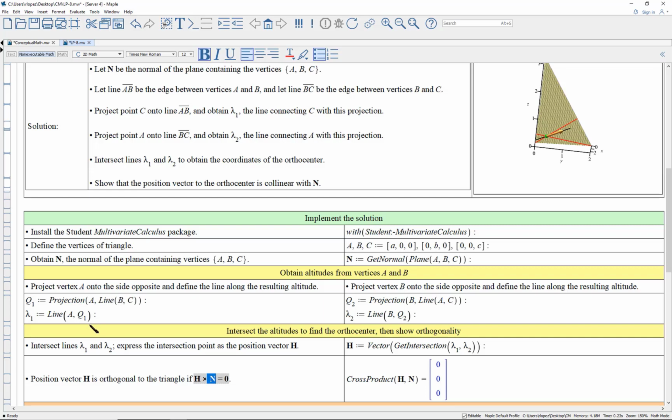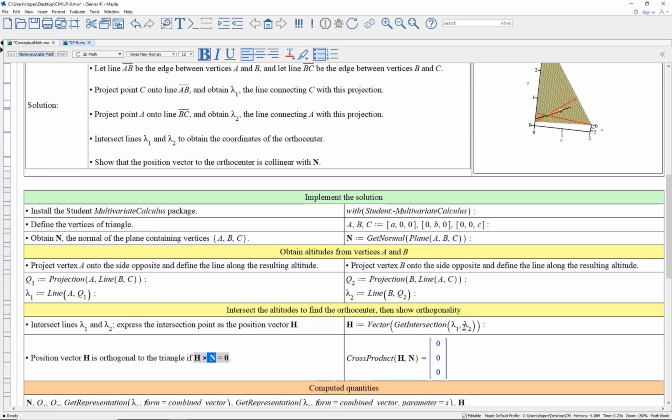So you have the point Q1 and the point A, you form the line connecting. So the altitude is along that line. Do the same thing, B projected onto the edge AC. So line AC, projection of B onto that, that's a point. You have now 2 points, B and Q2, you get a line lambda 2. You intersect those two lines, and you find the intersection by applying the get intersection command. You make that a vector. It comes back as a list.